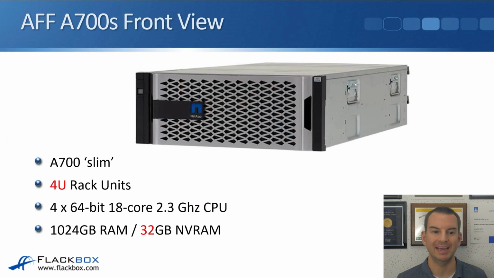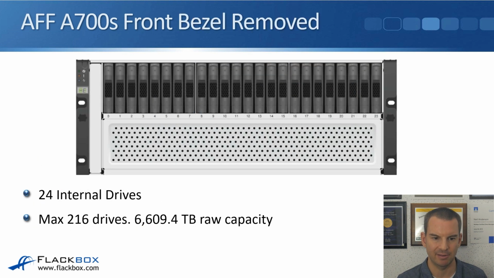Next one we've got is the AFF A700S. So we had the AFF A700, which is the big 8-rack-units model. The AFF A700S, the S stands for slim, and it's a smaller version. The specs are quite similar, but it's smaller. So it's 4U rack units rather than 8. It's got the same CPUs in there, which is 4 times 64-bit, 18-core, 2.3 gigahertz. And it's 1024 gig of RAM, the same as the A700, a bit less NVRAM. It's 32 gig on the A700S.